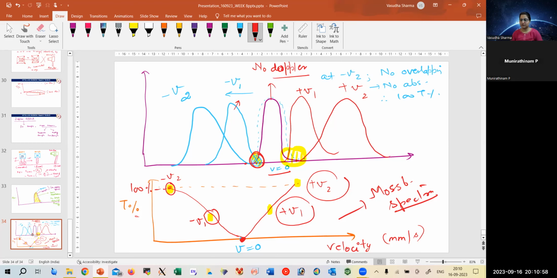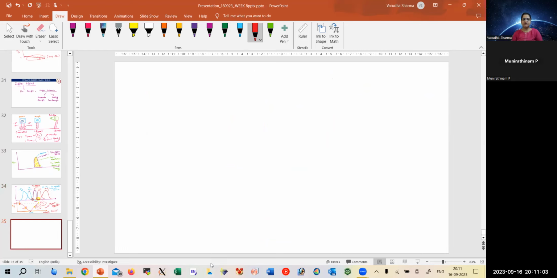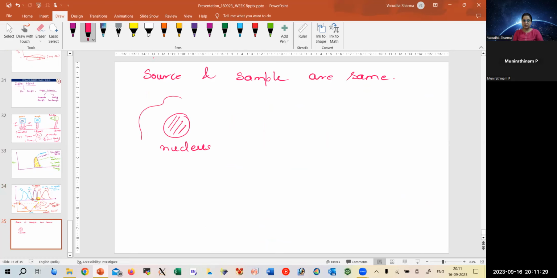Okay. The last topic of this lecture is this: we say that source and sample are the same, then how come the energies are different? Why are the energies coming out different if both source and sample are the same? What actually happens is that the nucleus is surrounded by some electron density, right?